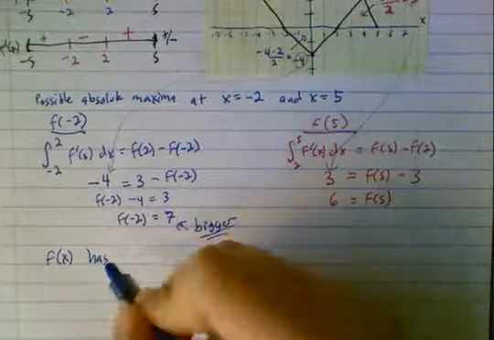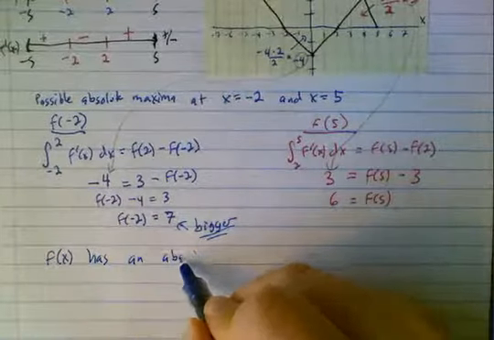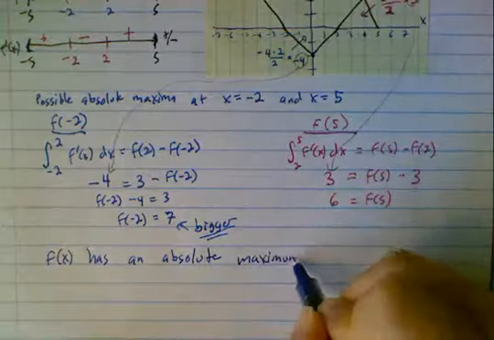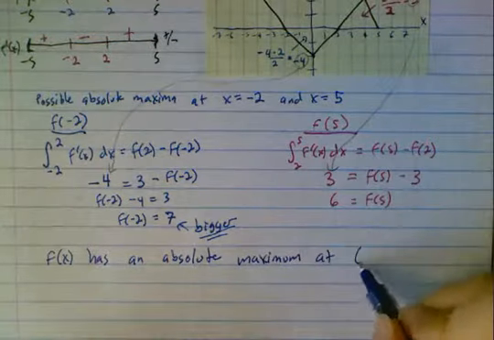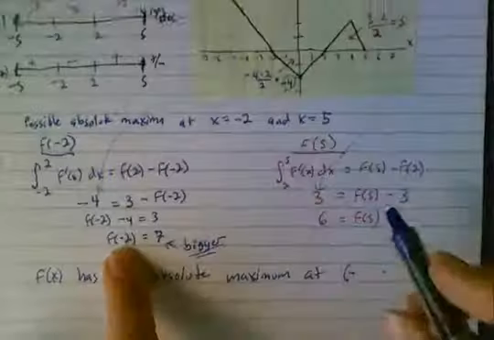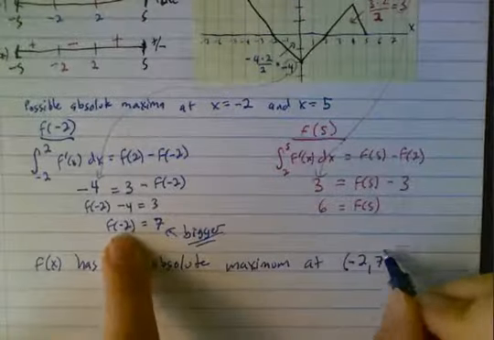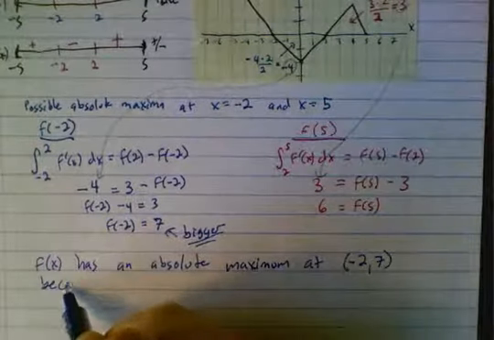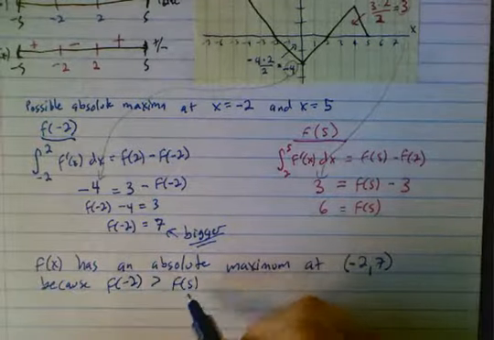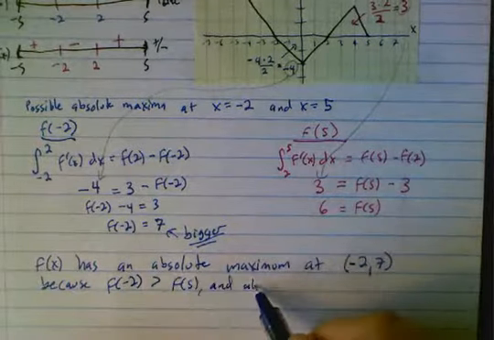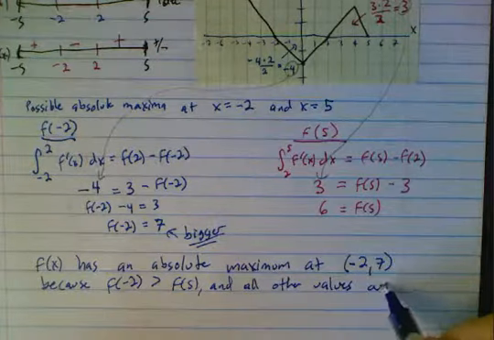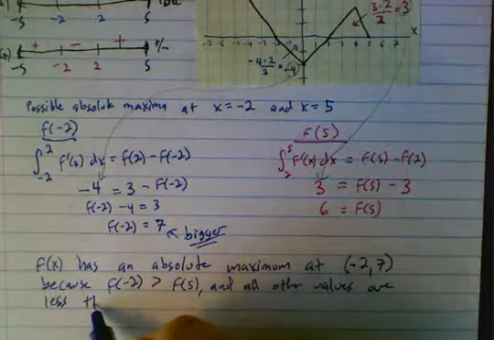F of x has an absolute maximum at the point, because it's asking for the coordinates, the xy coordinates right here, -2, 7. Because f of -2 is greater than f of 5, and all other values are less than these.